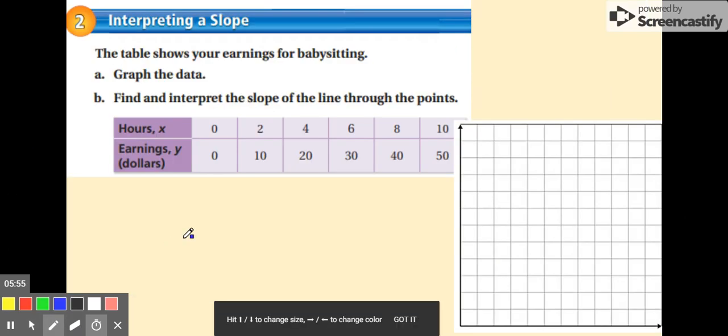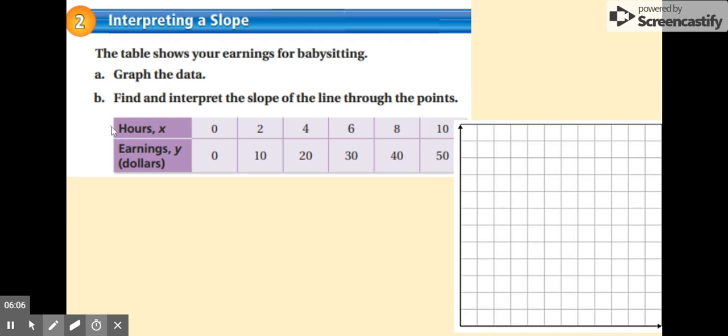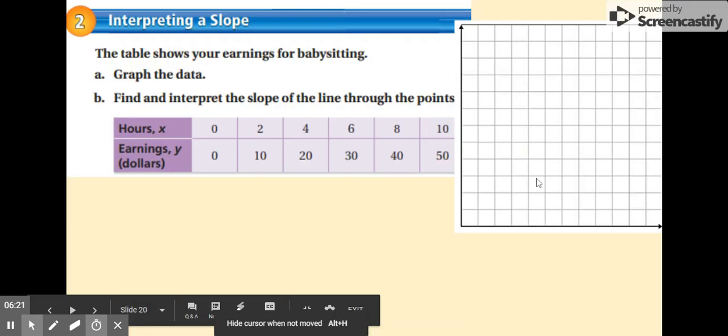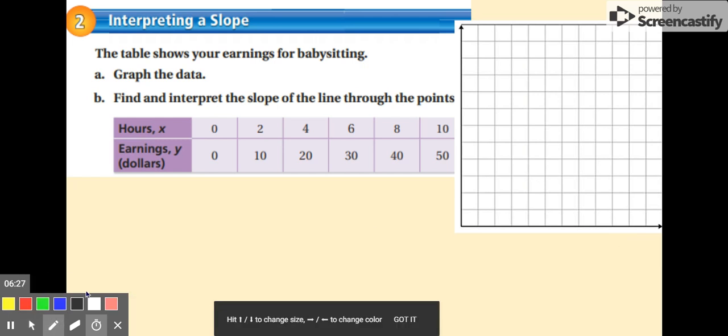All right, we should be able to graph the situation with the data on earnings for babysitting, okay? So graph the data and interpret the slope of the line through the points. We have two variables, hours and earnings. Hours, let me put it on the x-axis, because x is changing independently. So hours is x, and y is earnings.